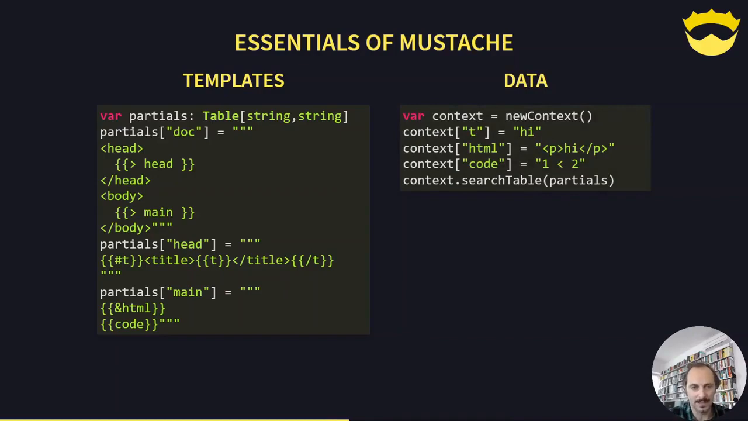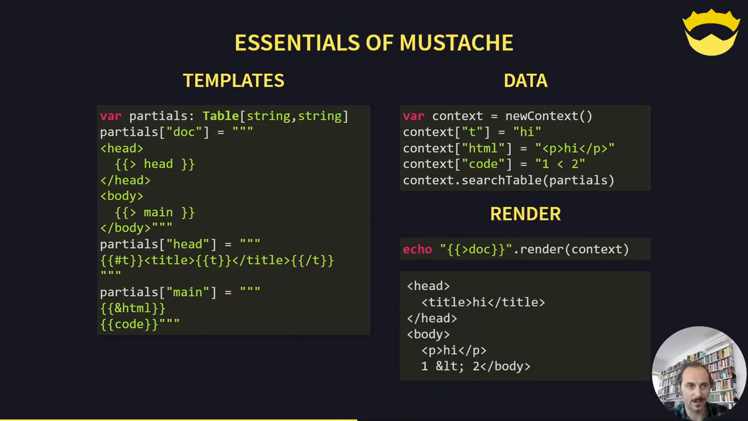So if the data T is "hi", HTML is a piece of HTML code, and code is something else, and I render the doc partial with this context, the result is that I see the title inside head, I see the HTML inside the body, and if you notice, the code has a less-than sign, which is escaped with ampersand LT and the semicolon. This is done in order to be able to show HTML in the HTML document without having it interpreted as HTML. So the escaping is an important part.